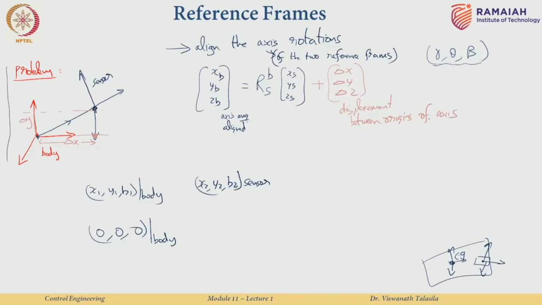And once you do all that, you get completely aligned reference frames, and whatever you measure in the sensor axis, now you know it is exactly the same as what you actually have in the body axis. Okay? That is a basic principle.